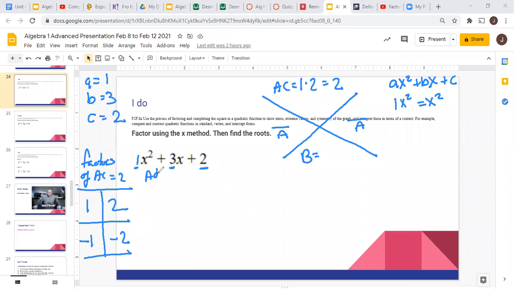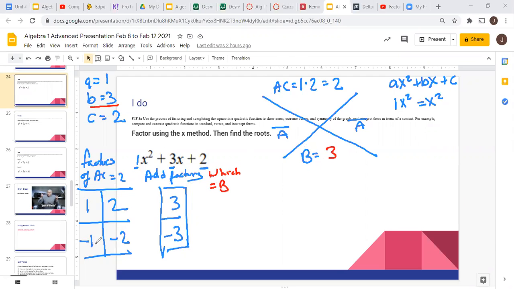So if we add our factors here, going across, 1 plus 2 is 3. -1 plus -2 is -3. Okay. But what we want is for the sum of the factors to equal b. Well, our b is right over here, 3. So we put our 3 over here. Okay. So this is the one that we want. So that's associated with these 2 factors. So let's put in these 2 factors here, the 1 here and the 2 here. It doesn't matter which order you do them.